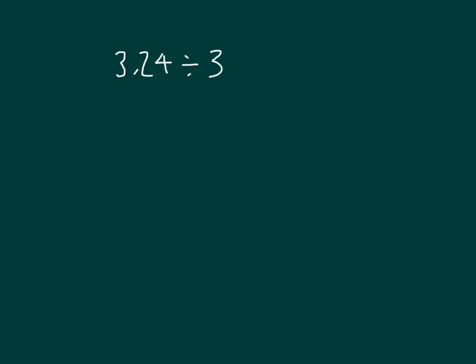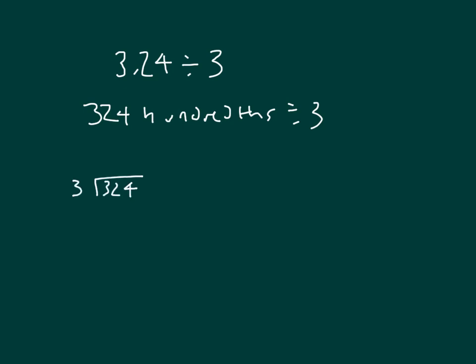Let's look at this problem here, 3.24 divided by 3. We want to write this back as a whole number, so we would express this. We know that this is 3 24 hundredths, so we express this as hundredths, as 324 hundredths divided by 3. Now we have whole number division, 324 divided by 3, which we can do using the standard algorithm.